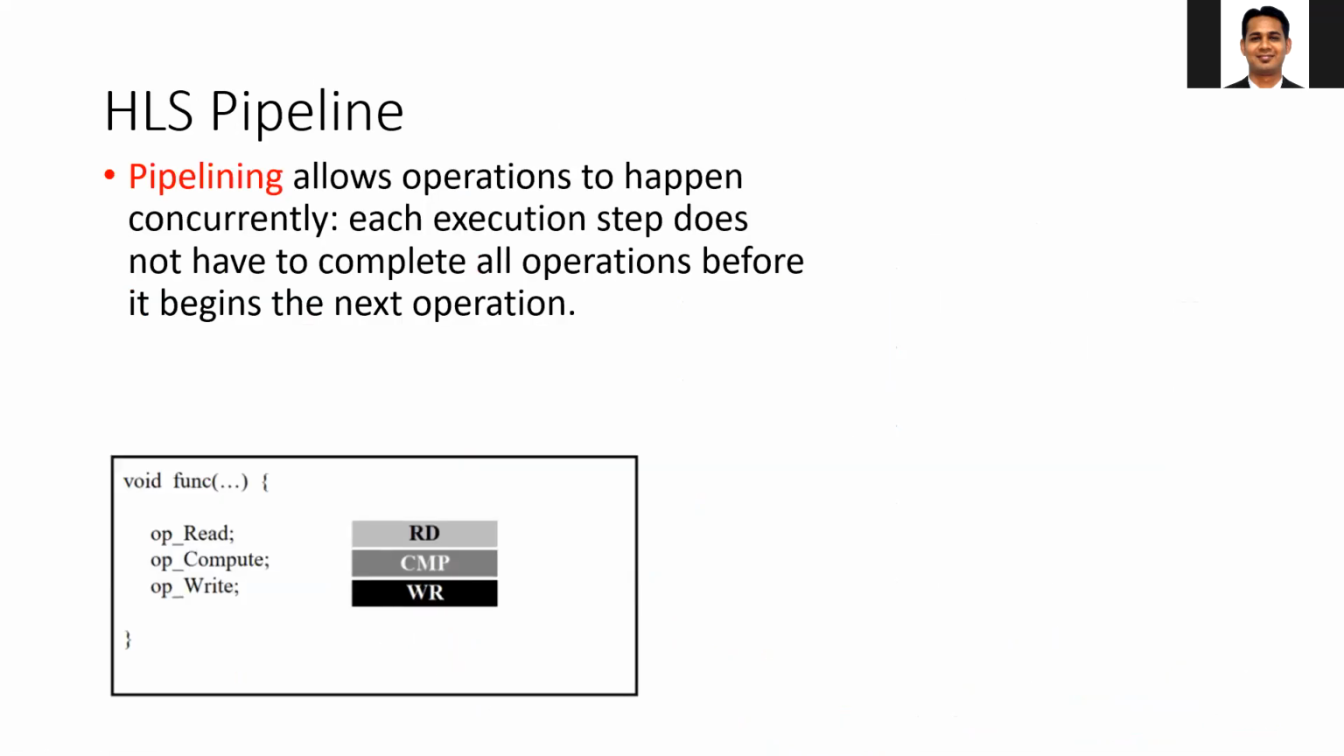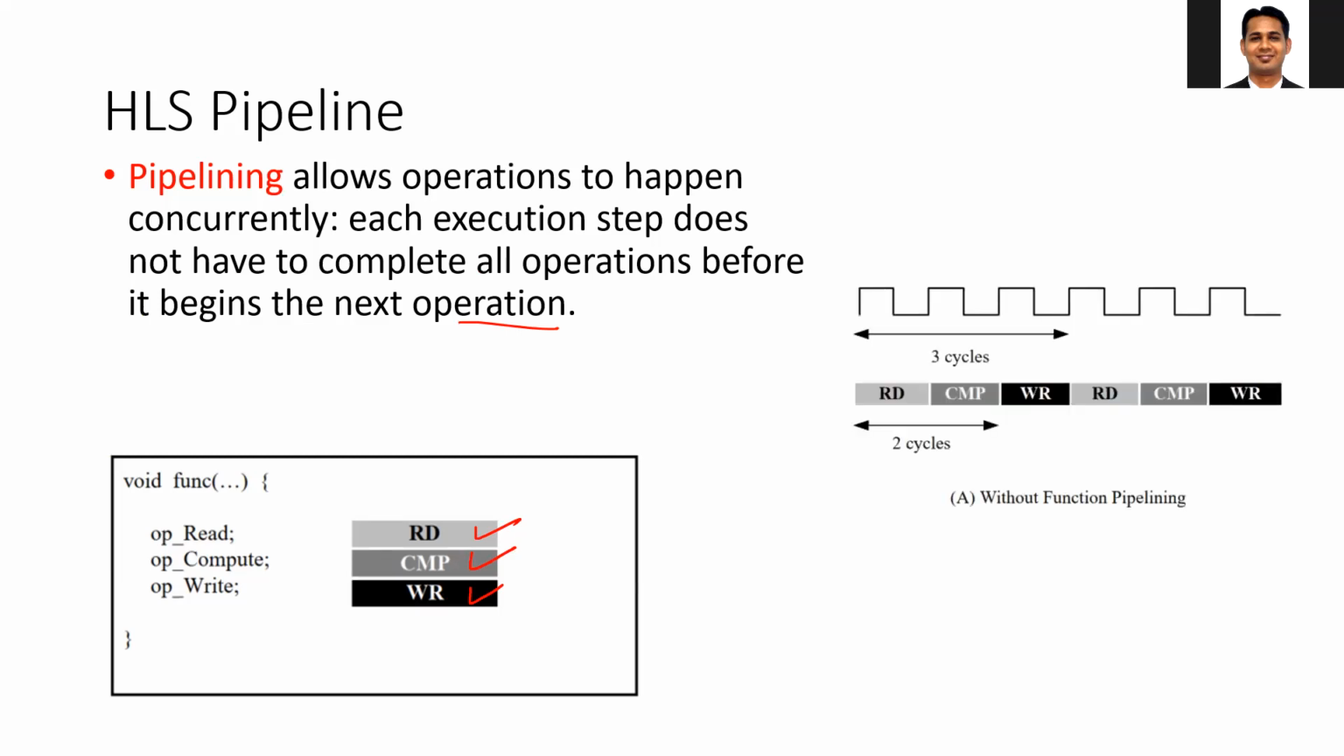So pipelining allows operations to happen concurrently. That means each execution step doesn't have to complete all the operations before it begins the next operation. For example, consider this function where each call performs 3 operations: read, compute, and write. When you don't do the pipelining, the first call takes 3 clock cycles to complete. In the first clock cycle you use the read, second compute, and then write. Then your next call gets executed, and you do this one.